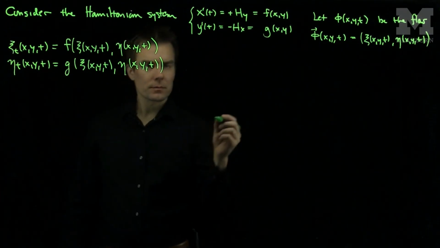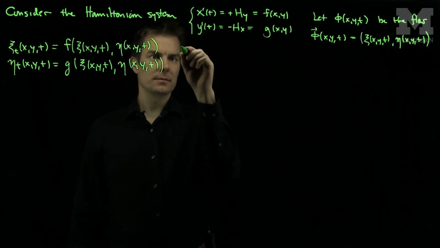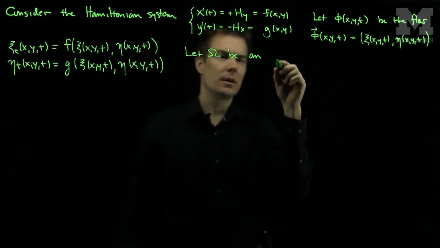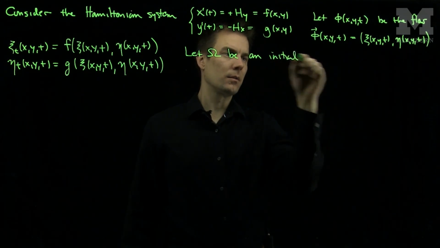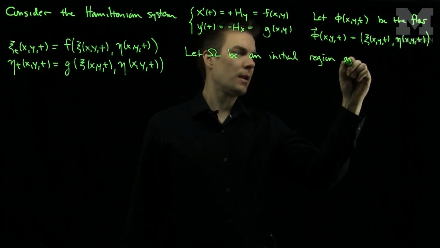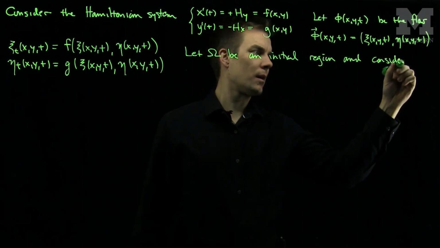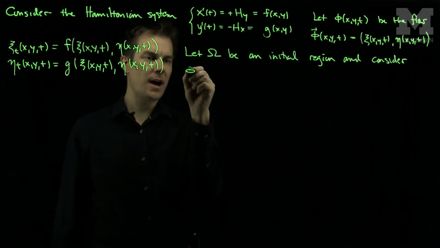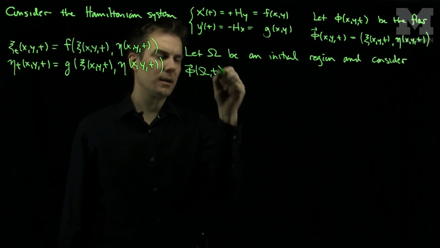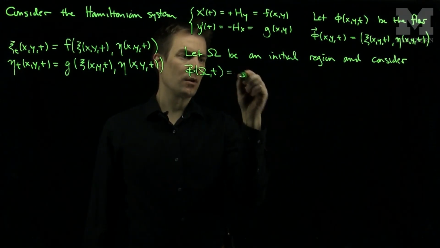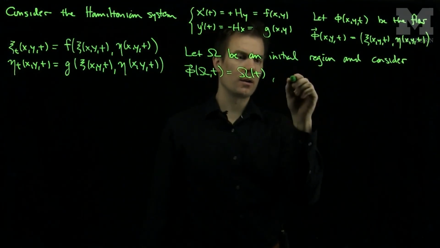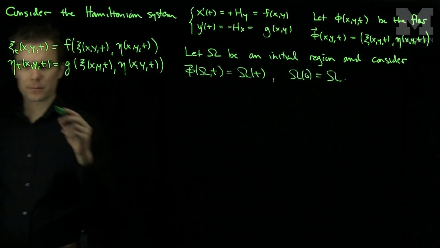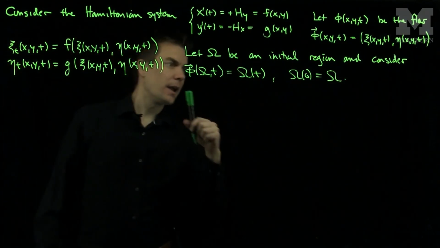And so now we'll note that, let's let omega be an initial region, and consider the evolution of omega under the flow. So we'll consider phi of omega, t. We'll call this omega_t, and we'll call the initial omega_0 just the set omega. So we would like to figure out how the area is changing.